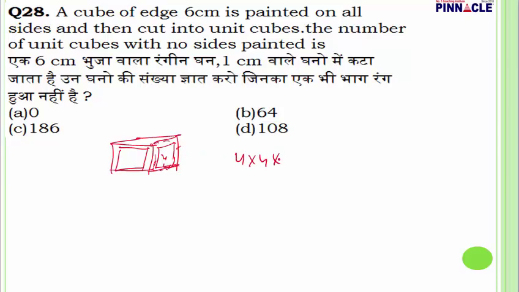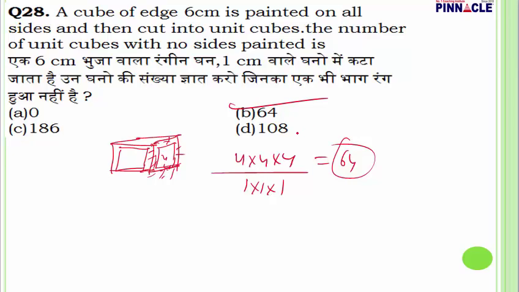That will contain the volume, and we have to find the number of cubes which have one unit dimension, so 1 into 1 into 1. See the question: a cube of 6 cm is painted on all the sides and then cut into unit cubes, meaning 1 into 1 into 1. The number of unit cubes with no side painted, and we have removed 1 cm from both sides, because then there will be no paint inside. So 4 into 4 into 4, that is 64, will be the number of cubes without any painting.